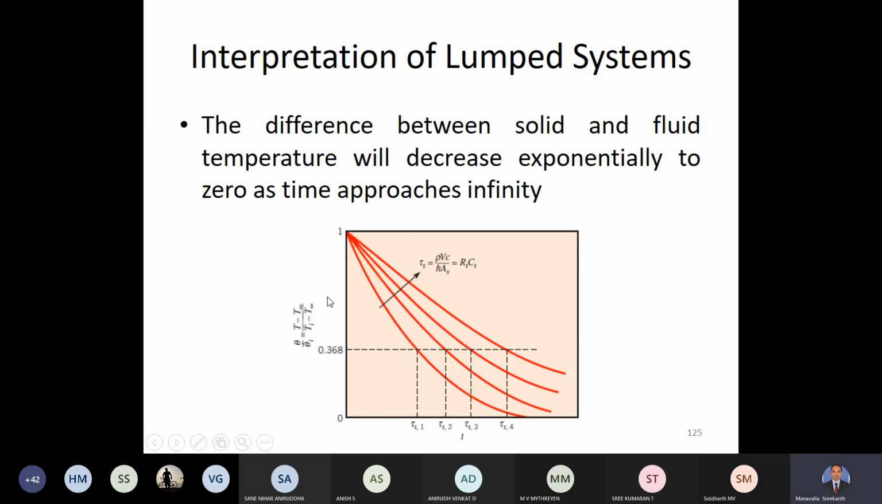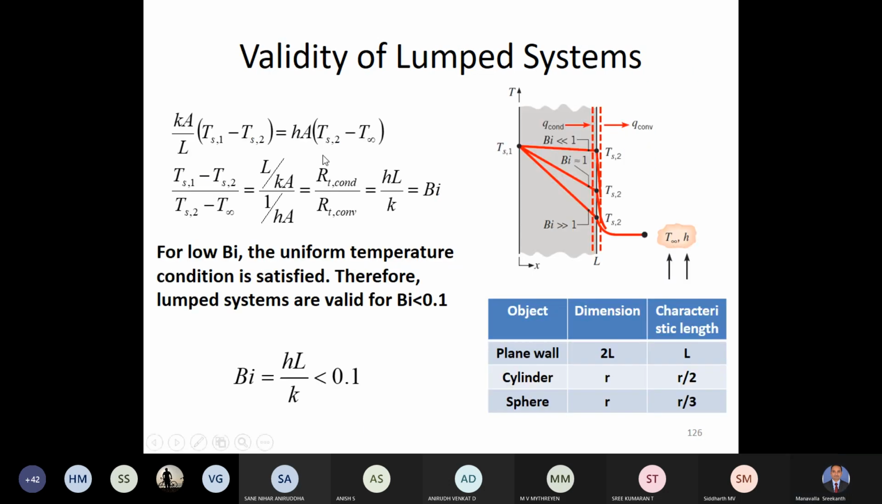So that is what is represented in this particular graph. This is the temperature difference ratio. T minus T infinity is the current temperature difference. Ti minus T infinity is the initial temperature difference, and this is the time. And you see how it is changing. It takes a long time to reach zero degrees difference. Now, one question is: is this lumped system valid for all cases of transient systems?